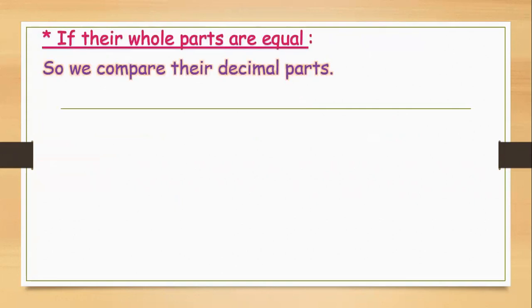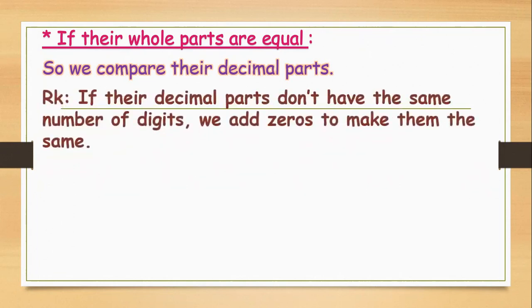Now, if their whole parts are equal, what do we have to do? We compare their decimal parts. Remark: if the decimal parts don't have the same number of digits, we add zeros to make them the same. Let's take examples.